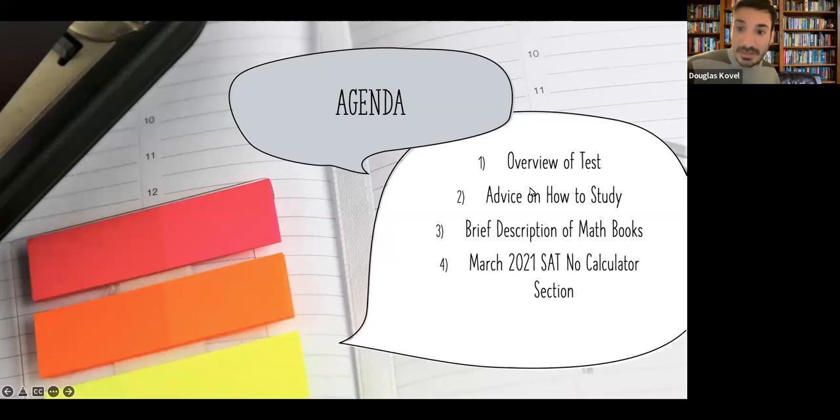Then I'll give you some advice on how to prepare for the math section. This part will definitely not be as detailed as last week's, because the math section, as I'll mention when we get to that slide, is a lot more straightforward to prepare for than the reading part. Then I'll give you a brief description of the 2 math books that we have. And then finally, we'll start working through questions from the March 2021 no calculator section of the SAT.